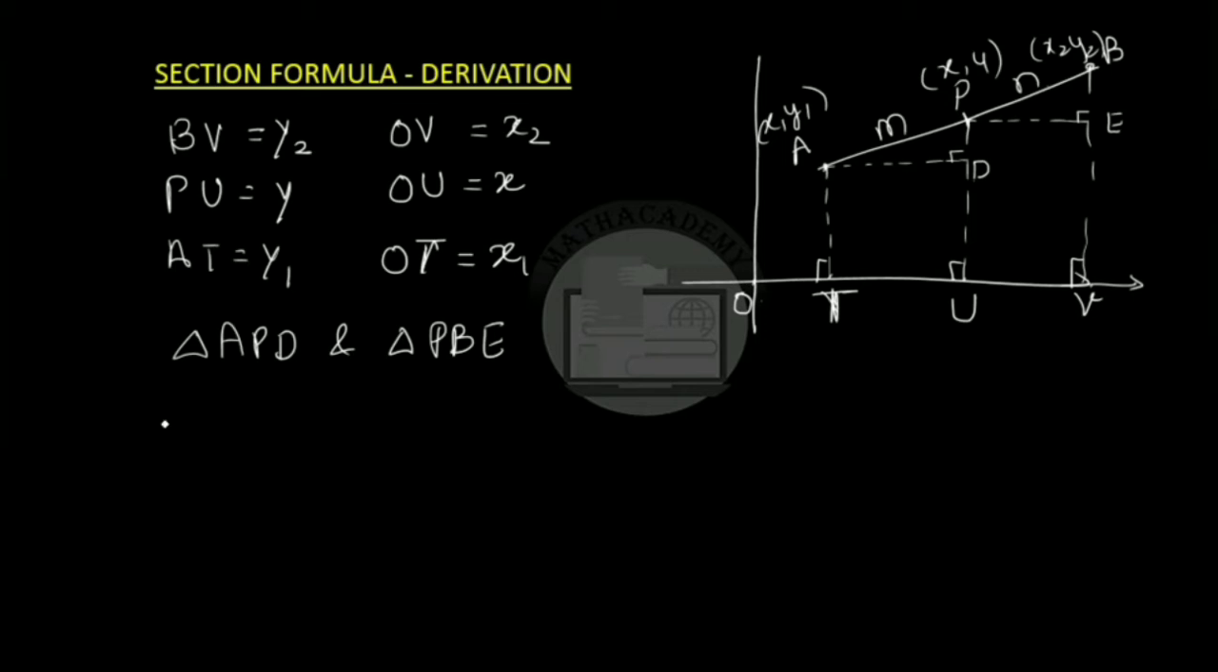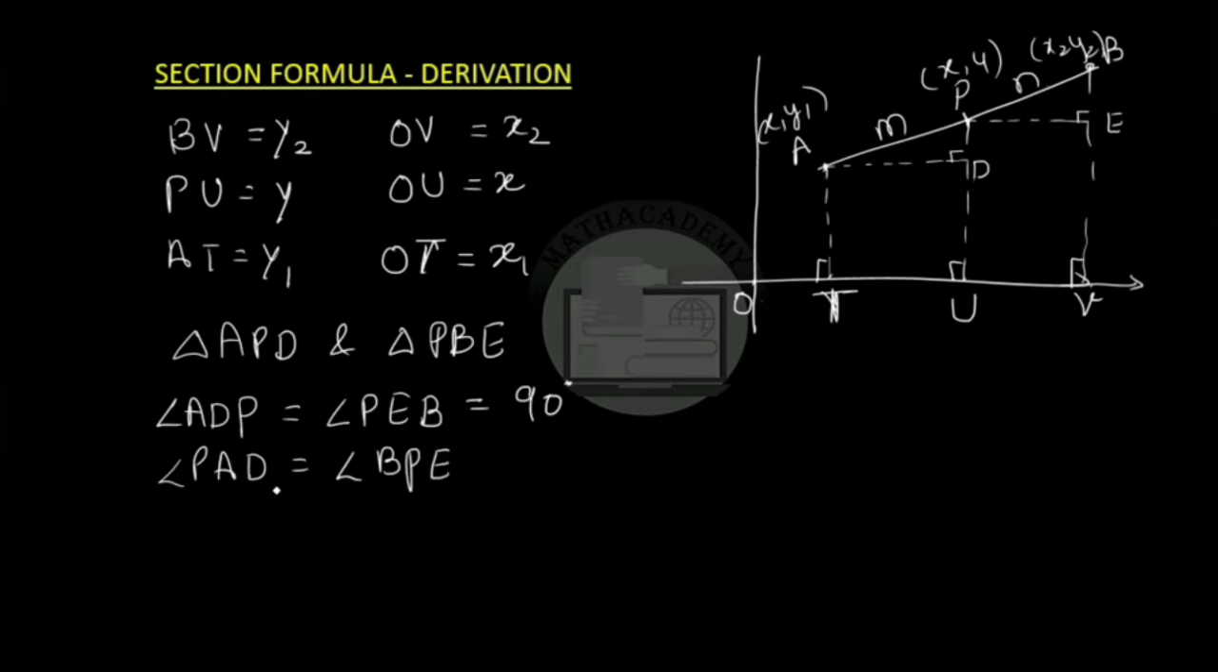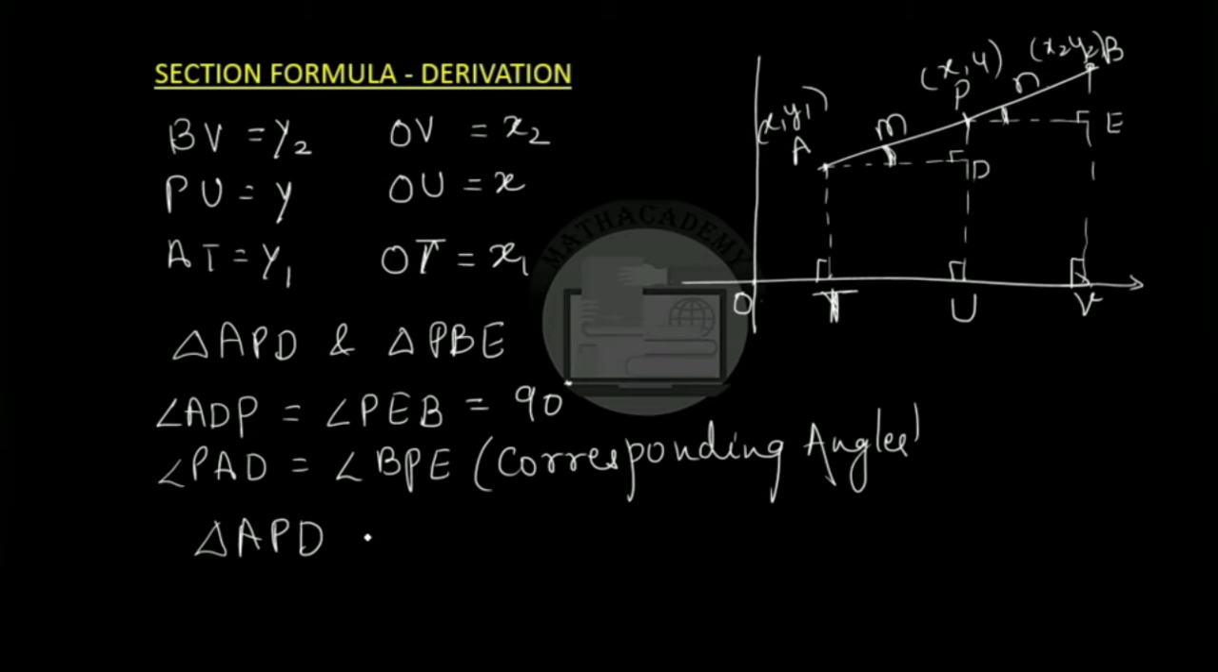In these two triangles, we see that angle ADP is equal to angle PEB equal to 90 degrees. They are right angles as we have dropped the perpendiculars AD and PE on PU and BV. Similarly, angle PAD will be equal to angle BPE. And why are these angles equal? Because they are corresponding angles. When the lines are parallel, the corresponding angles are equal. So this angle here is equal to this angle here, angle APD. So triangle APD is similar to triangle PBE.